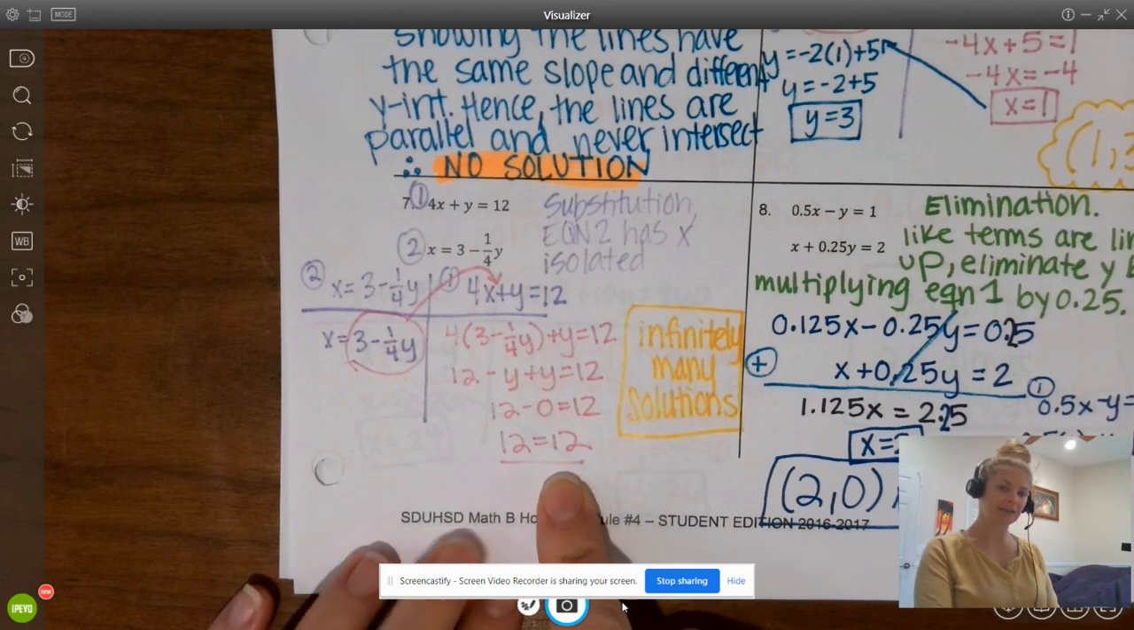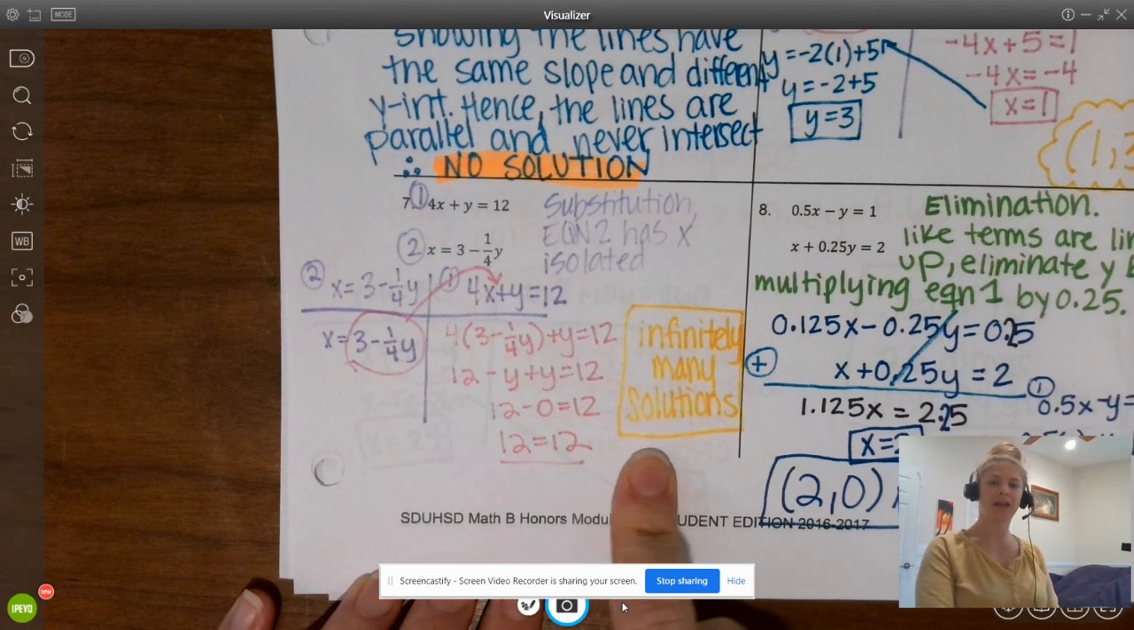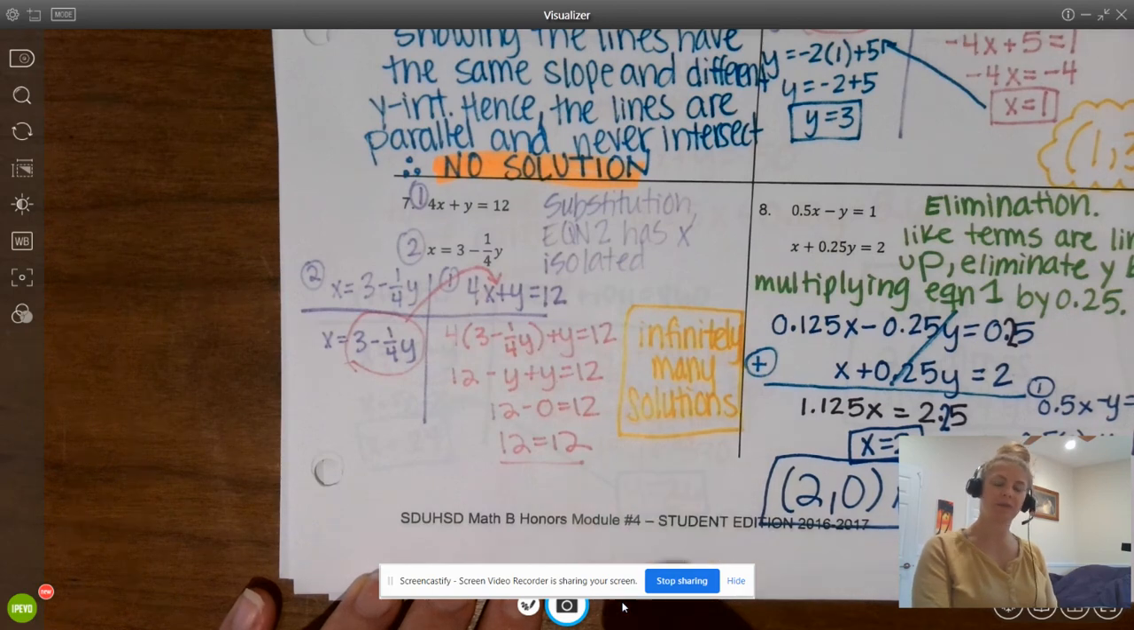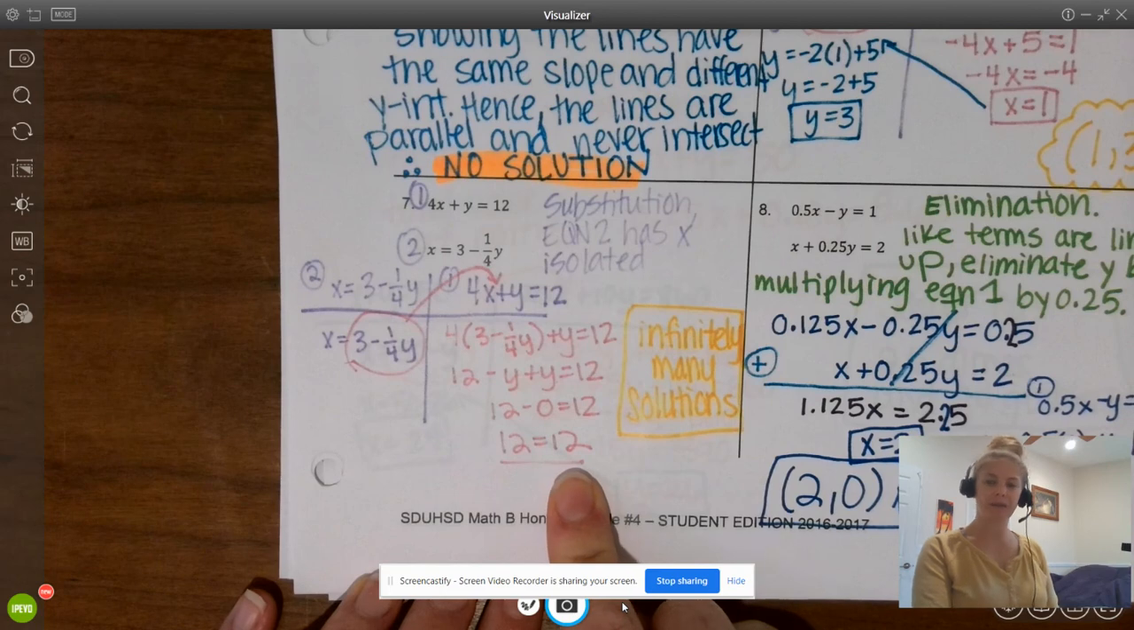So that tells me, since this is true, we end up with infinitely many solutions. Remember, when solving an equation, if the variables cancel out, you get a true statement, it's infinitely many solutions. If the variables cancel out and you get a false statement, it's no solution.